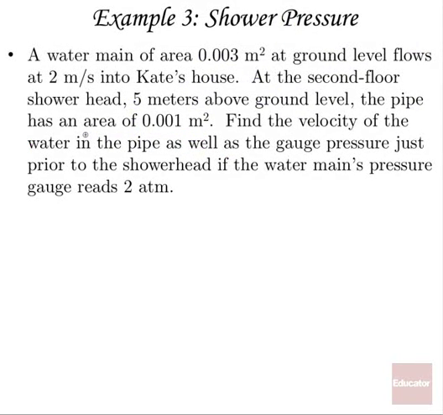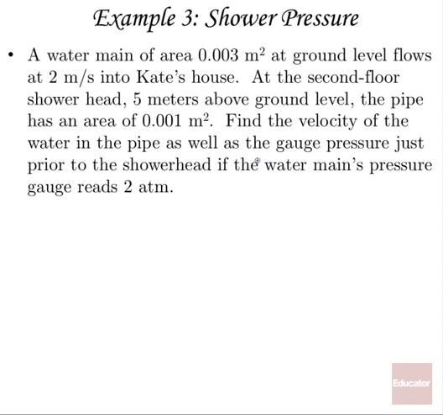Let's take a look at the shower problem. A water main of area 0.003 square meters at ground level flows at 2 meters per second into Kate's house. At the second floor shower head, 5 meters above ground level, the pipe has an area of 0.001 square meter. Find the velocity of the water in the pipe, as well as the gauge pressure just prior to the shower head, if the water main's pressure gauge reads 2 atmospheres.